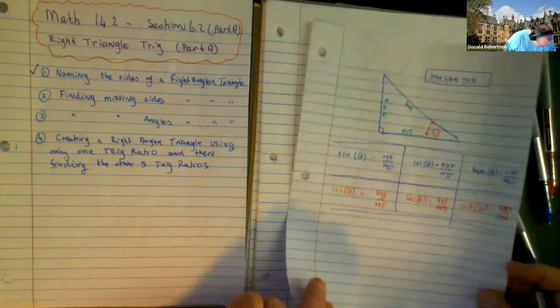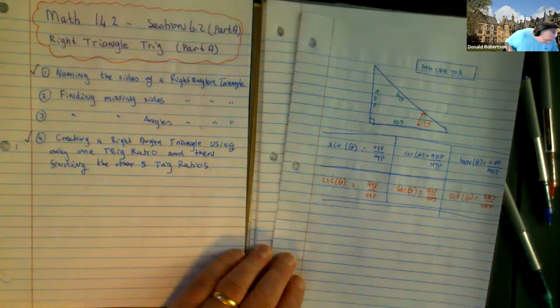So the next thing on my little list, where is my little list? I threw it away. Here we go. That one. So finding missing sides and missing angles. That's the next topic.